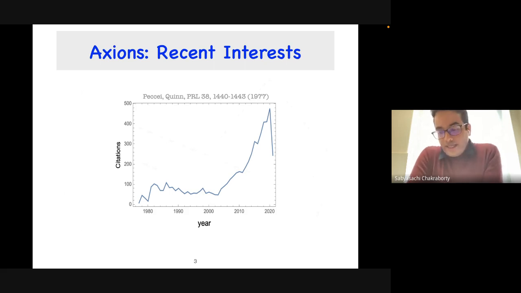Now, axions have acquired much attention in the recent past, and this is a plot to show the citations since the first Peccei-Quinn paper came out in 1977. And as you can see, in the recent past the citations have gone up exponentially, showing that it is a nice area to work on at present.